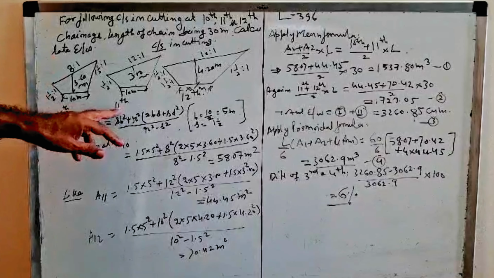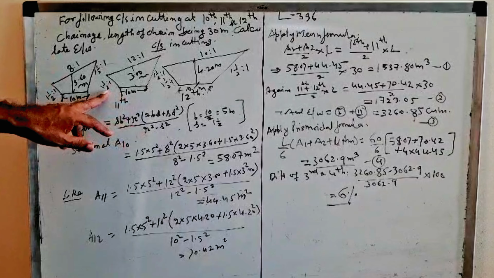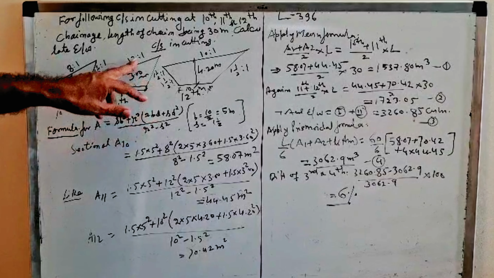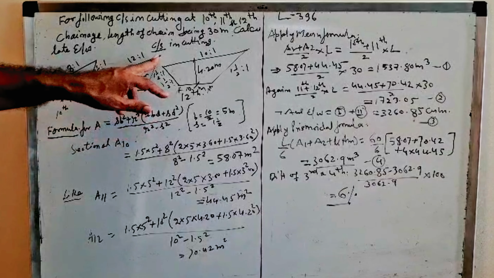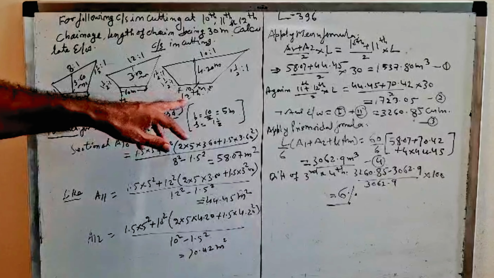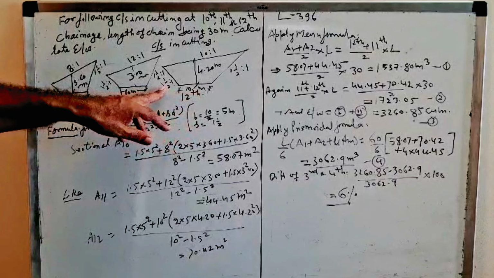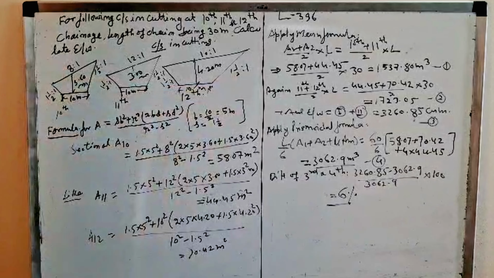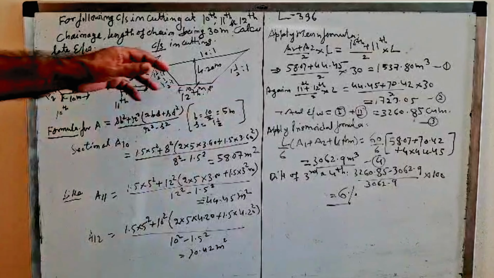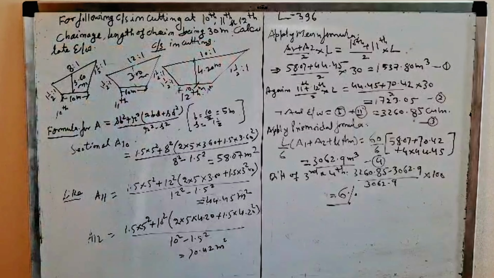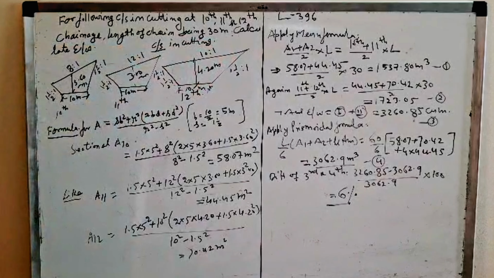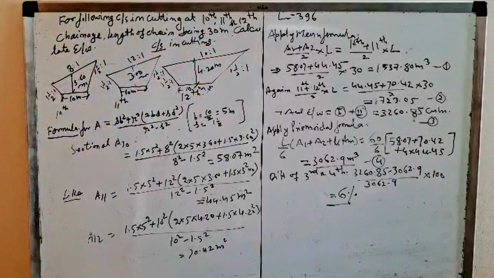Similarly, in the 11th, this is 10 meter, 1.5 to 1 side slopes, and the depth is 3 meter, and this R is 12 to 1. And in the 12th, the formation is 10 meter, 1.5 is to 1 is the side slopes, and this ground slope is 10 is to 1. So there are 3 cross sections at different intervals. So we have to find out the earthwork in excavation.